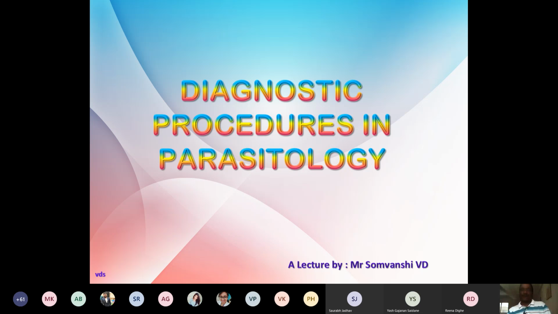Procedures in parasitology. Now, when we are studying the diagnostic procedures in parasitology, we are supposed to understand every diagnostic method which is used for the diagnosis of parasitic infections. So basically, as we have studied in the previous lectures, parasitology has been divided into protozoology, unicellular parasites, and helminths, which are multicellular parasites. Now, we are going through all these different organisms together to understand the different methods used in parasitology for diagnosis.